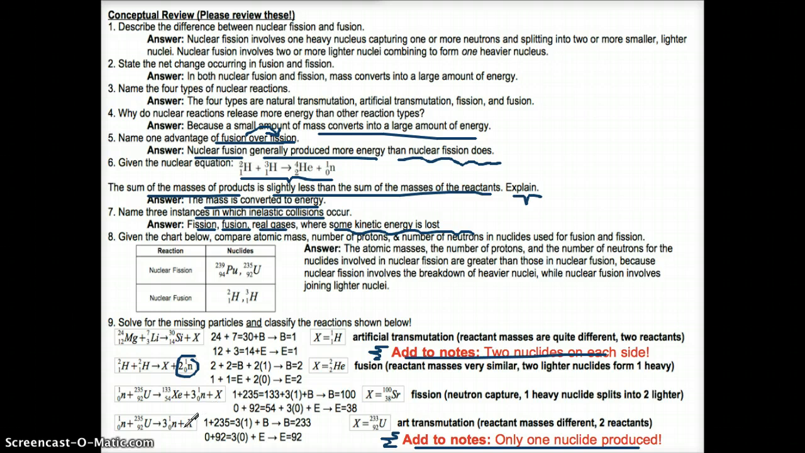The last equation is artificial transmutation because the reactant masses are very different. In addition to that, you also have two reactants. And finally, what makes this not fission but rather artificial transmutation is that only one nuclide is produced instead of two lighter. So this cannot be fission because if you start with a heavier nucleus, you need to go to two lighter if you want it to be fission. But since you're only producing one nuclide, this is just artificial transmutation because it doesn't match the definition of fission. So please add this last indicator to your notes for the last equation.